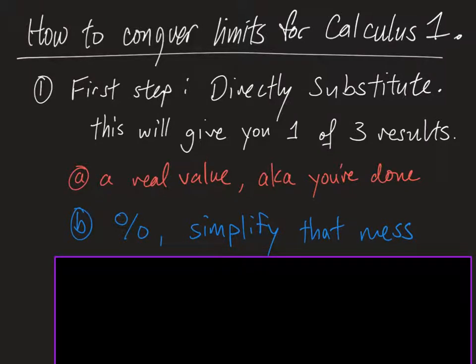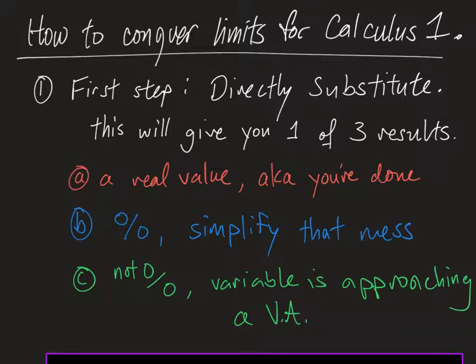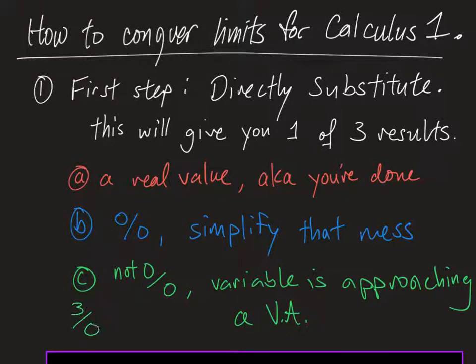And lastly, if you get not 0 over 0, that means the variable is approaching a vertical asymptote. And this can be anything here, like 3 over 0 or negative pi over 0. That means you're approaching a vertical asymptote. And again, I'll go over that technique in a couple slides from now.